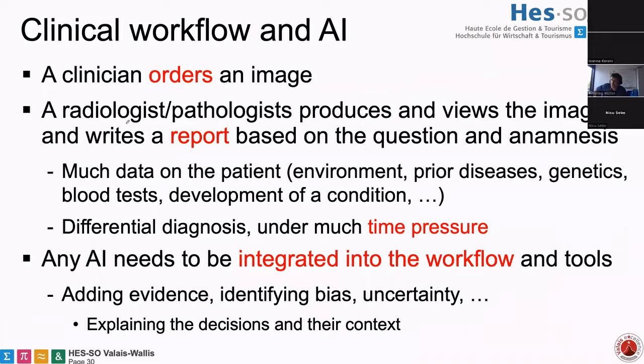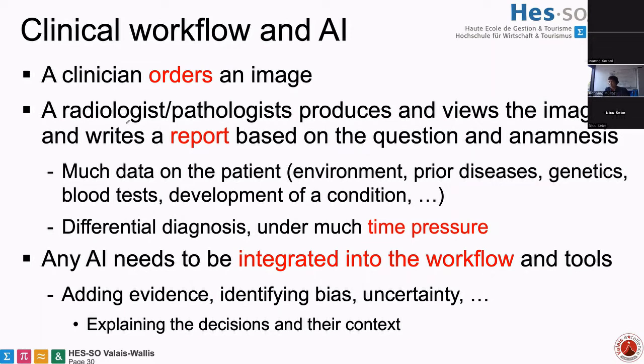Now, getting towards the clinical workflow and AI. When we look into the clinical workflow, we have a clinician who has a patient and orders an image, and then the specialist who produces the image, views the image, and writes a report that goes back to the physician based on a question and usually an anamnesis. So we have data on the patient, the environment, prior diseases, often genetic or blood tests, etc., or development of a specific condition. Then the specialist usually needs to do differential diagnosis. So he explains what is most likely the diagnosis and what are the probabilities for a few related diagnoses that could also be possible, under a lot of time pressure.